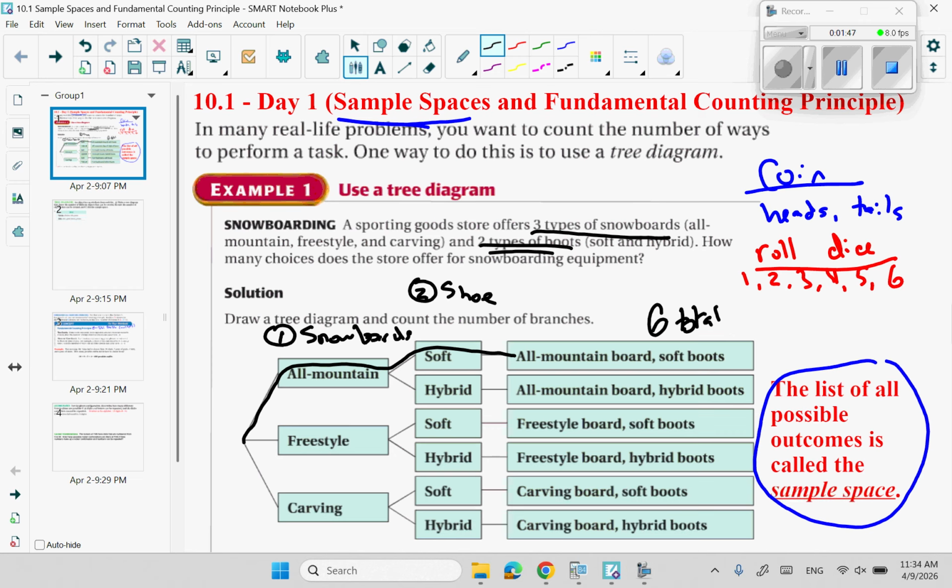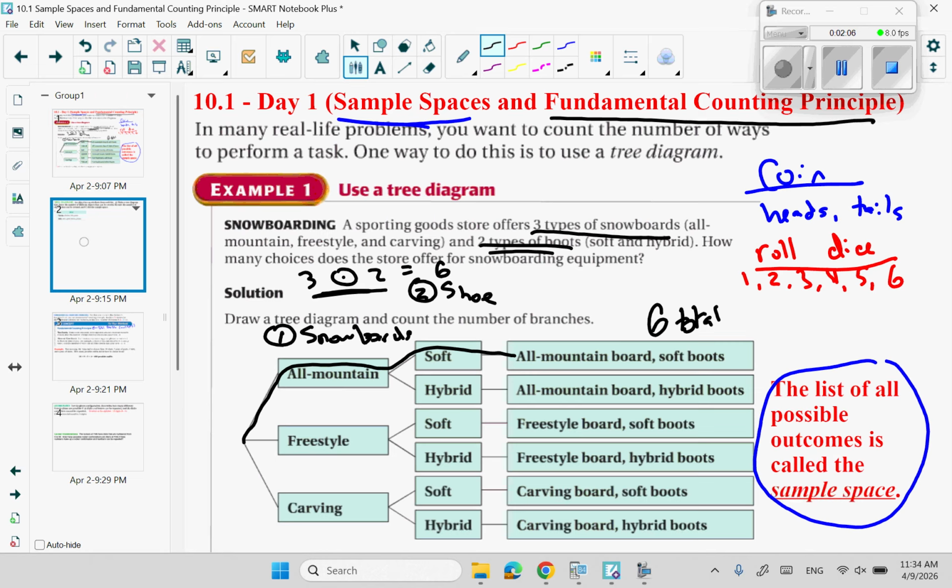And where does the 6 come from? Well, if I have 3 snowboards and 2 boots, I can multiply them together to give me that 6. This idea of multiplying individual events is going to come up a little bit later. That's called the fundamental counting principle. So let's try another example here together.